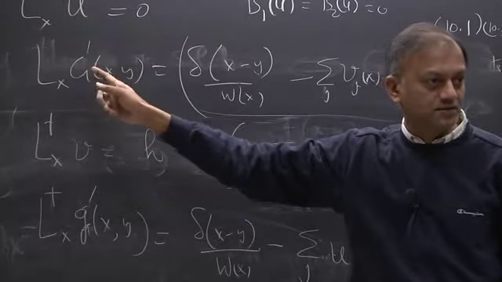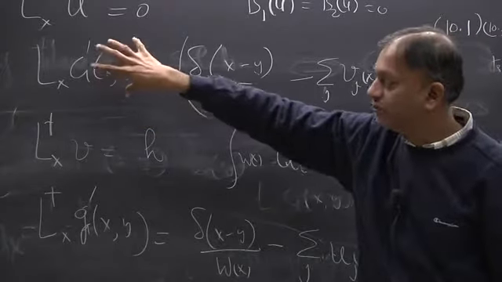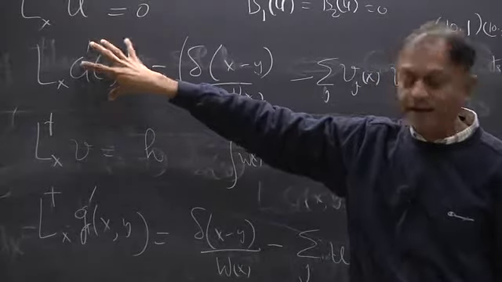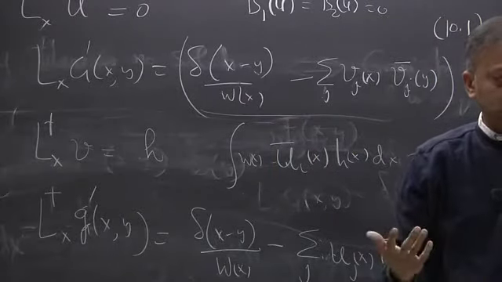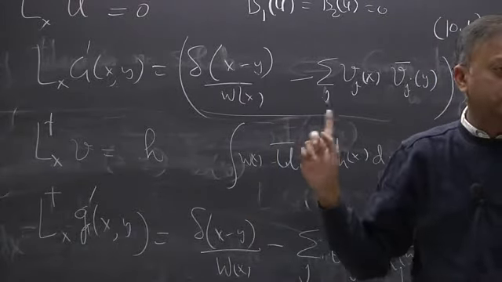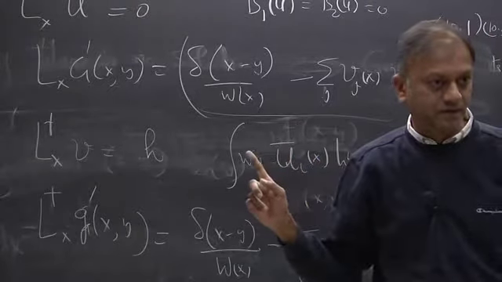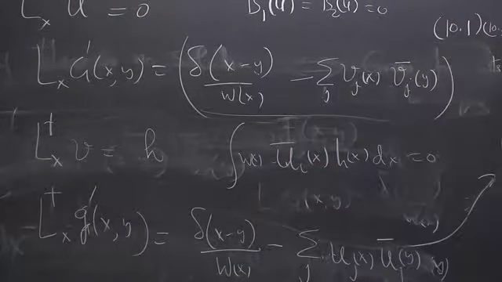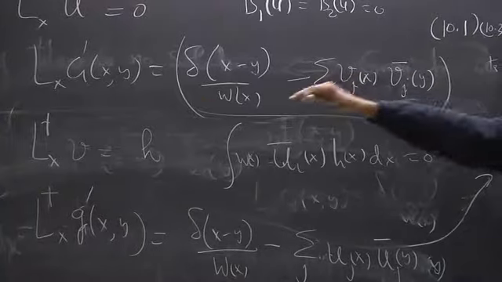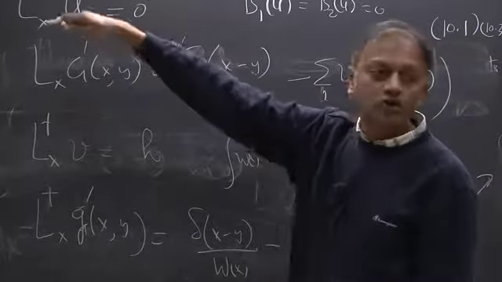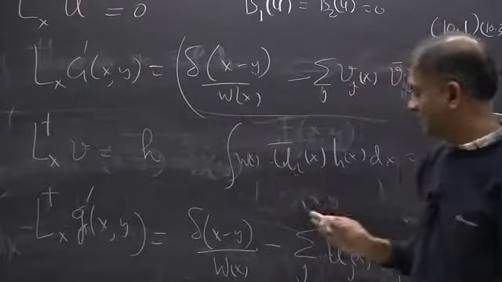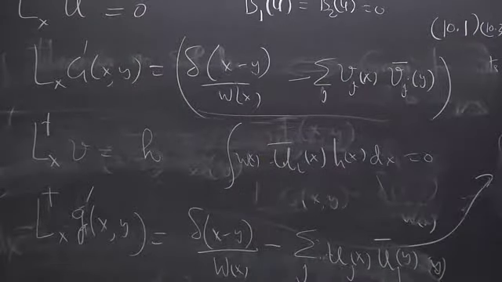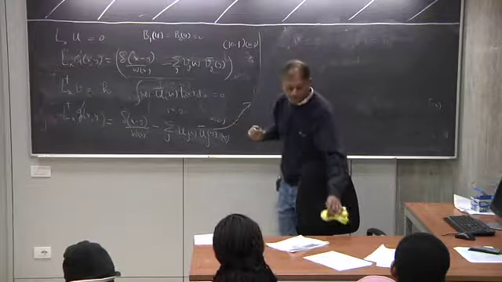Lx acting on the ui's is 0, right. So if you give me one solution, then I can add to that any arbitrary combination of the 0 modes, and that will still be a solution. So it is not a unique Green's function. Okay, that is the difference. But you can still use this to solve the inhomogeneous equation, provided of course the right hand side satisfies the necessary conditions. Then you can solve.